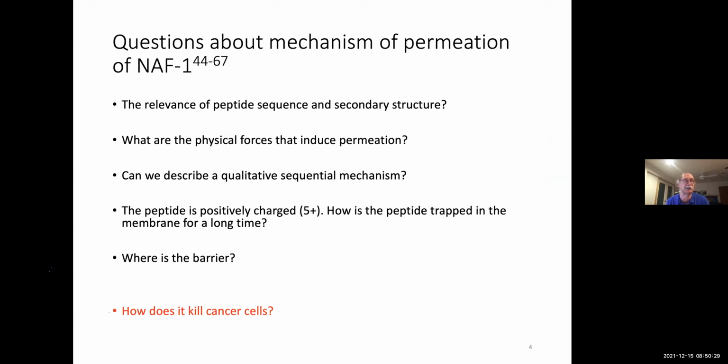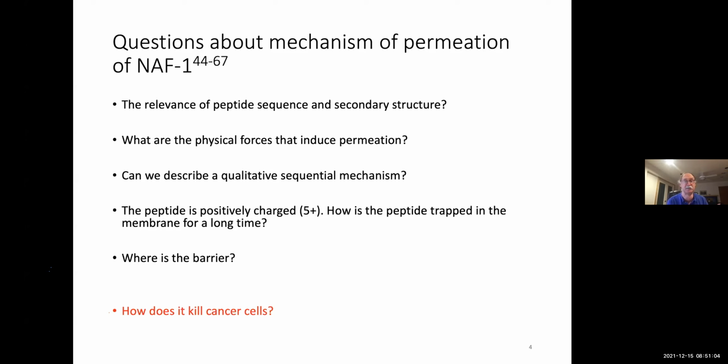So the questions that I would like to ask and partially address: okay, we have a peptide. What is the relevance of peptide sequence and secondary structure to this? As I mentioned, there's a huge number of CPPs. Some of them are targeting different membranes. Some of them are targeting different cells. What are the physical forces that are bringing this peptide into the membrane? And can we propose at least a qualitative sequential mechanism that we can build on when we are attempting to use different peptides, or design a peptide for a different membrane, and so on and so forth.